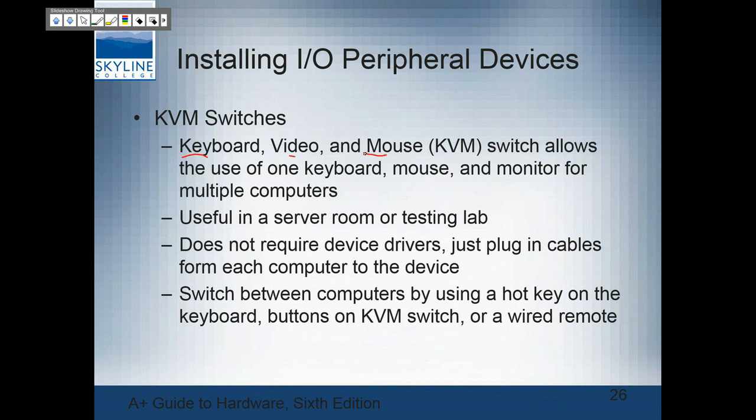For instance, in a NOC, we have multiple servers, and we don't want to have a keyboard, a mouse, and a monitor for every computer. We'll put in a KVM and connect them all to the KVM. We use a single keyboard and mouse, and then a switching mechanism to switch to each of the servers that we want to look at.